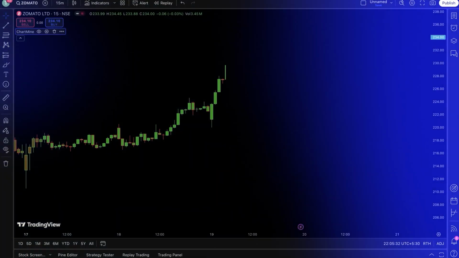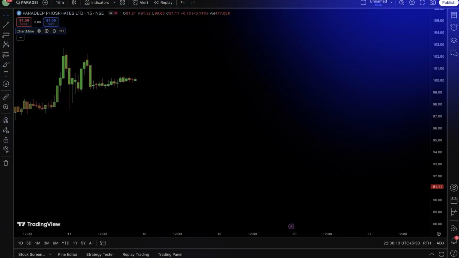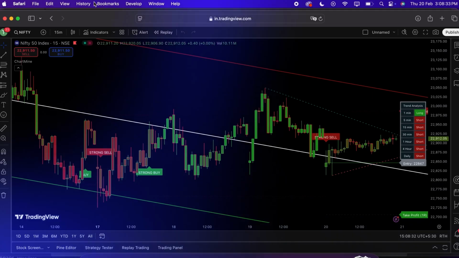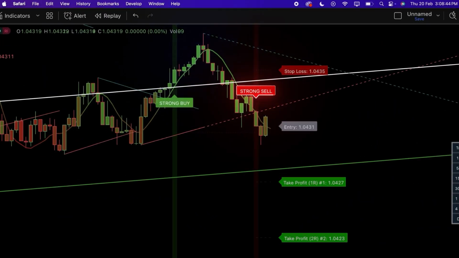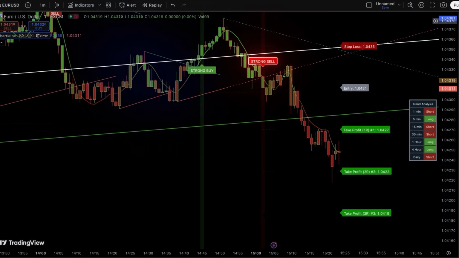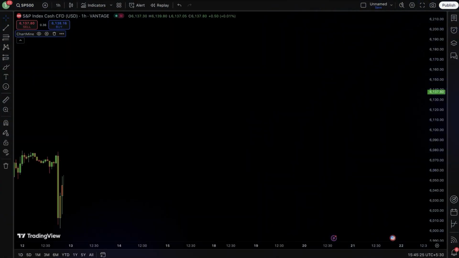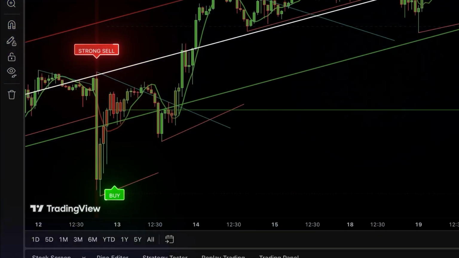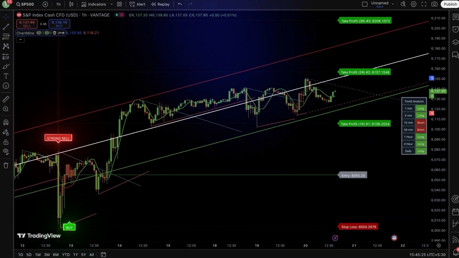A strong buy signal at support can indicate a high probability reversal, while a strong sell at resistance suggests a potential downtrend. Let's look at an example. On the EUR-USD pair, the indicator generated a sell signal just before a major drop. Traders who followed the signal and placed a stop loss above resistance were able to capitalize on the move with minimal risk. Similarly, the S&P 500 displayed a strong buy signal at a key support level, leading to a steady upward trend over the next several sessions.